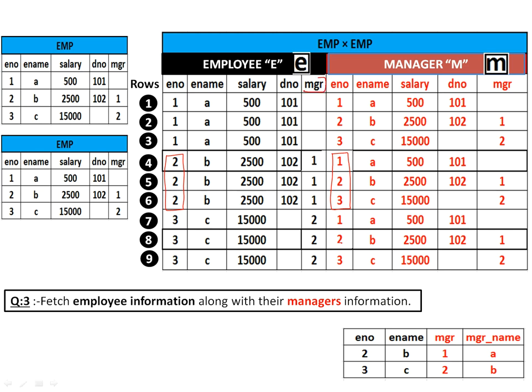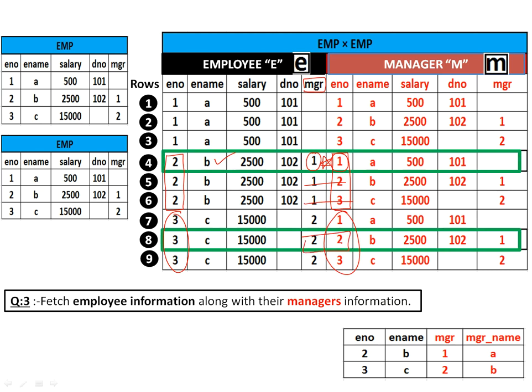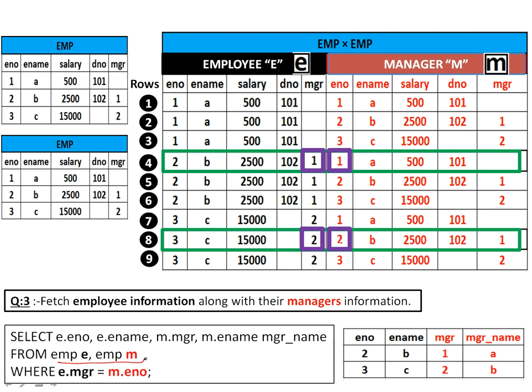My manager number should be that person's employee number. Yes, it is matching. This one not matching, this one not matching. Okay sir, this row selected. Similarly, employee number 3, please stay with your manager. Yes sir, this one is matching. Likewise, you have to write the logic. Please consider this as a single table, employee E and manager M. So obviously it will give the Cartesian product. From that you have to do row by row processing and select only the requested rows.